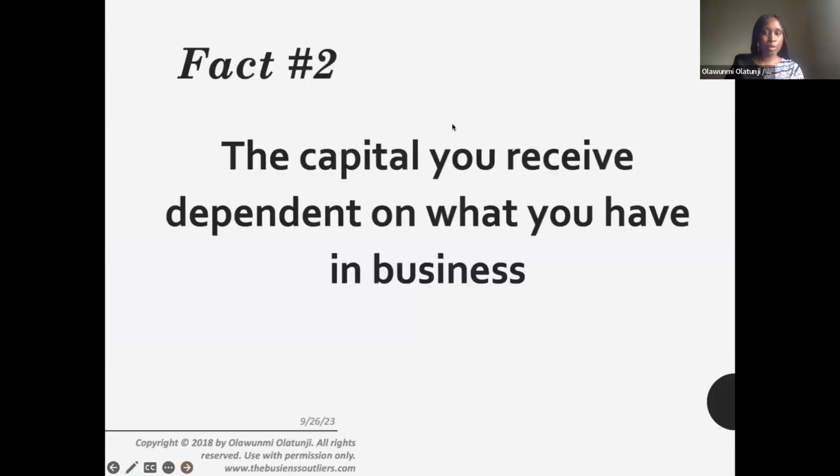I'll skip this. So the first thing I'd like to talk about here is that the capital you receive, the capital that you raise, right, is totally dependent on the kind of business you have or what you have in your business. And what that says is that firstly, you even have to think of what you're trying to achieve for your business. So what kind of business are you trying to put together?